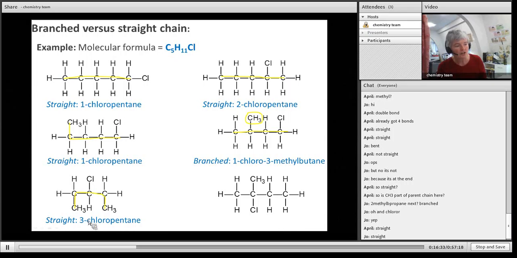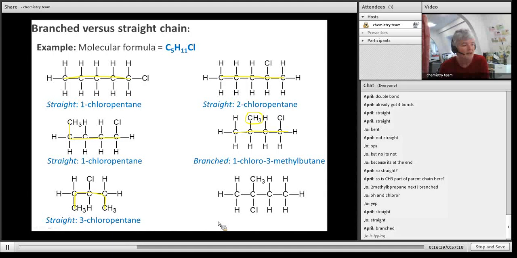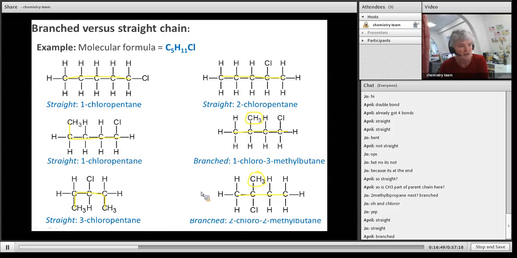And the last one, is it straight or branched? Branched. And if you run your finger along, there's no way you can get to that methyl group without backtracking or jumping, so you know it's branched. And that would be 2-chloro, 2-methyl.